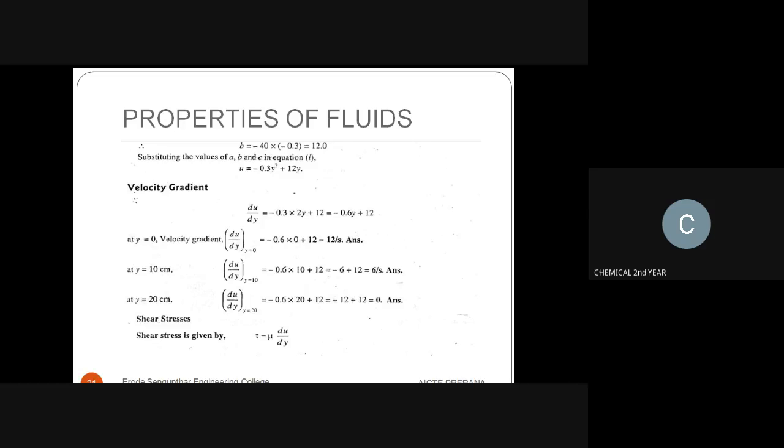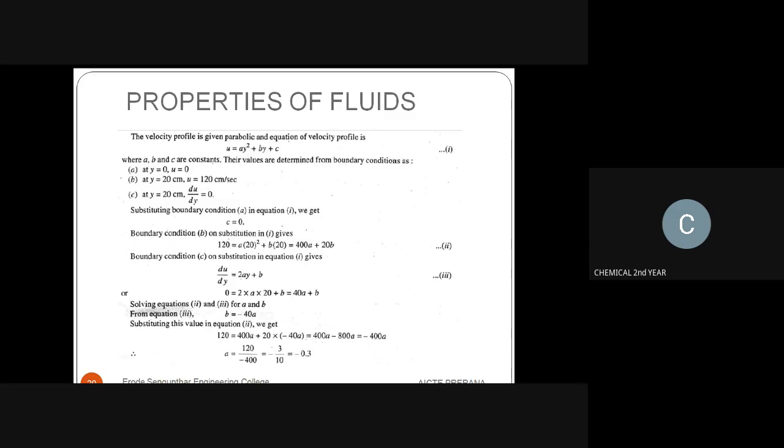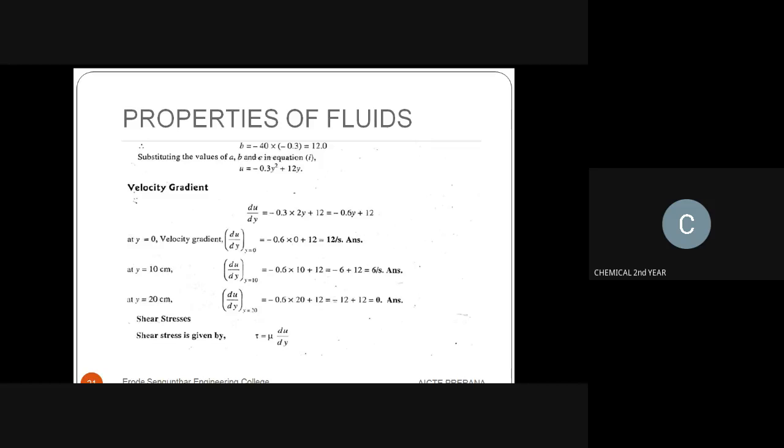A is equal to minus 0.3. So we know that B is equal to minus 40 A. That is the equation we have already obtained. So B is equal to minus 40 into minus 0.3. Minus into minus will get cancelled, plus. So you will get 12. That is the value of B. So you know C is equal to 0, A is equal to minus 0.3 and B is equal to 12.